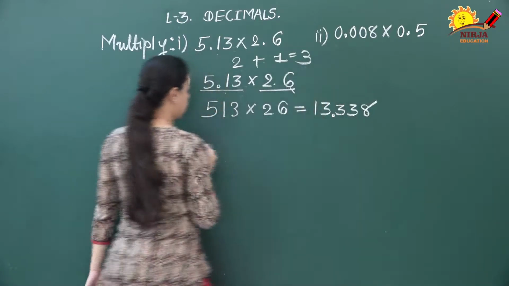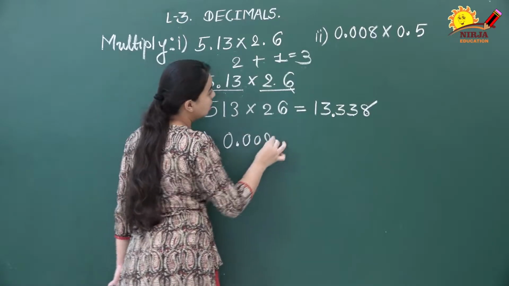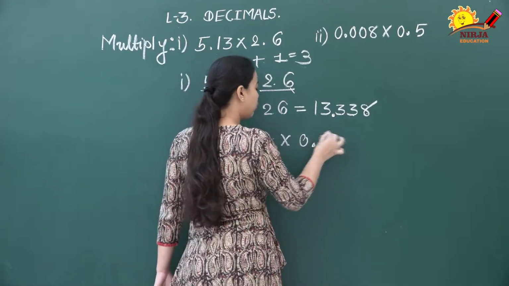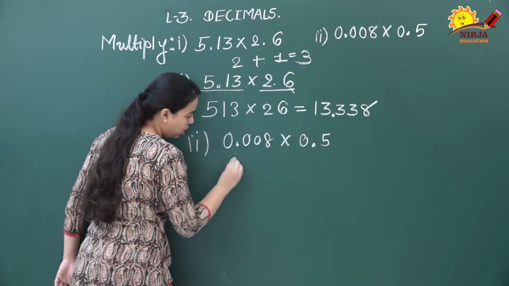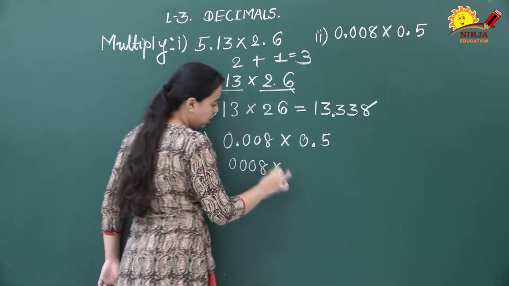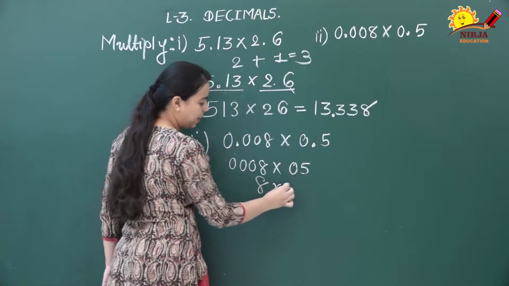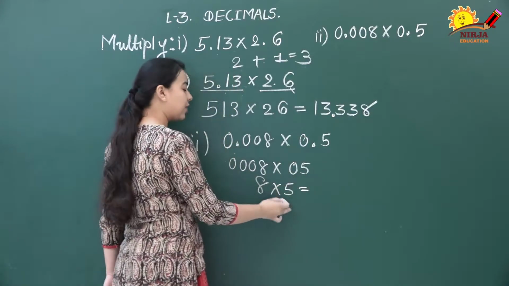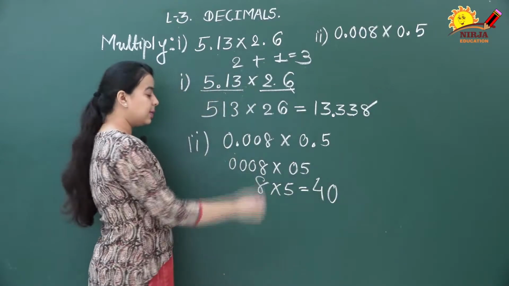Now let's take another example. Here, 0.008 multiplied by 0.5. Let's ignore the decimal point. If we ignore it, it will become like this. What is this? This is 8 multiplied by 5, and 8 multiplied by 5 is equal to 8 5s are 40. Now let's count the decimal places.